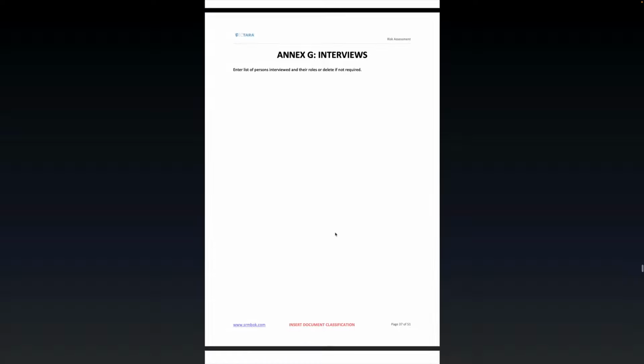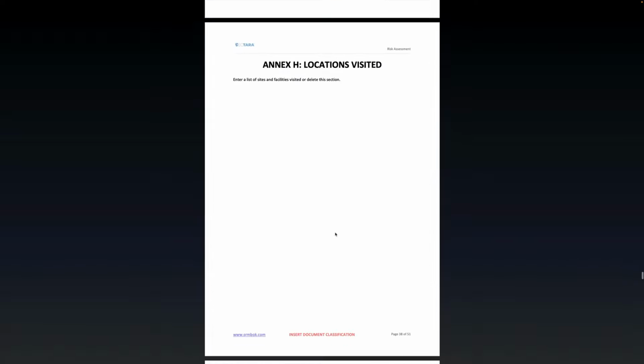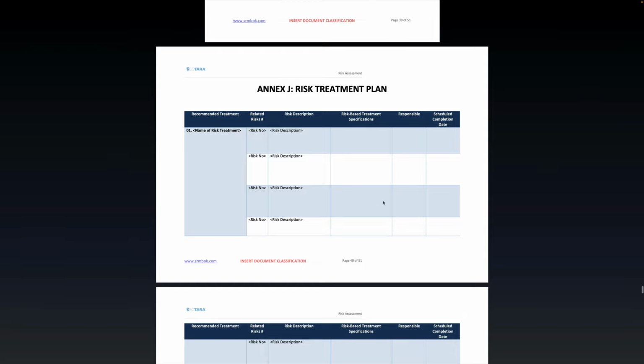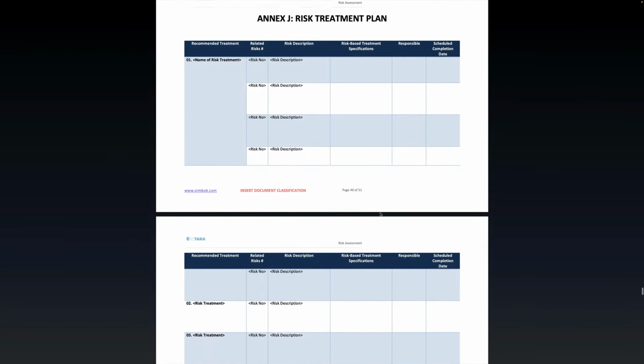Just an Annex G to remind you of the people you spoke to, the locations you visited, where and when, and any documents you referenced, so for example policies, procedures, standards, etc. And then this Annex J, the risk treatment plan, which links in more detail.